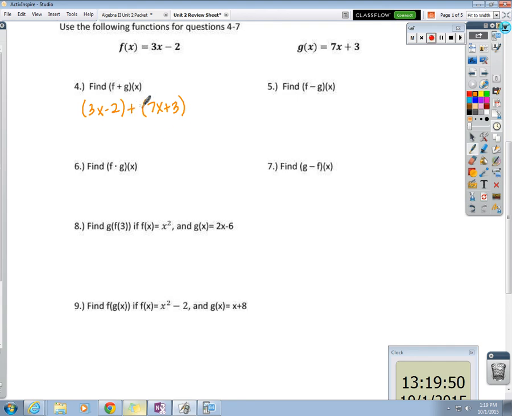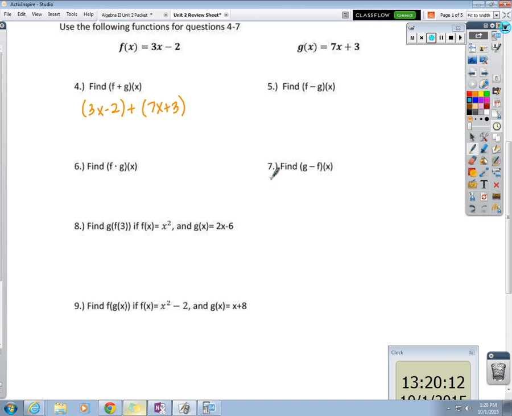Add them. What kind of functions are each of those? Linear, quadratic, cubic, or exponential? Linear. Aren't they both in the form y equals mx plus b? And their x is raised to the first power? Those are both linear functions. And they want us to add them. Now that I have it set up, what do I do?